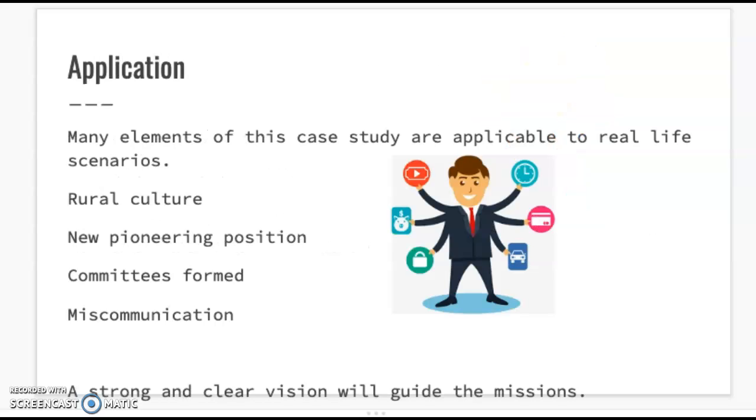I think this case study was extremely relevant. Many elements of this case study are applicable to real-life scenarios, even though this exact case study might not come along. It addresses rural culture. It addresses pioneering a new position and how intimidating that might be, but also kind of clarifying the role that a leader has, forming any new committee, and some miscommunications that can happen along the way. And I do believe that a strong and clear vision will always guide the missions.